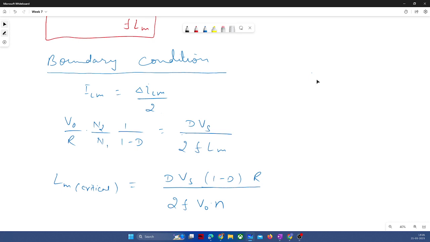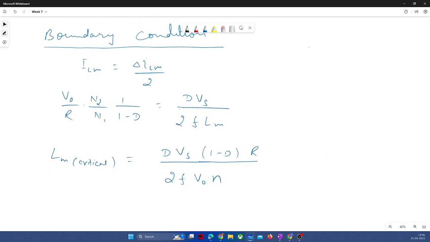This will be the value of your critical inductance. If you plug in V naught by Vs value here, you will get 1 minus V square into 2f into R. This is the value of critical inductance. And if you see a certain data set, you can visualize if the value of inductance is less than the parameters. If you have the parameters such as load, the ratio, you can compute it.